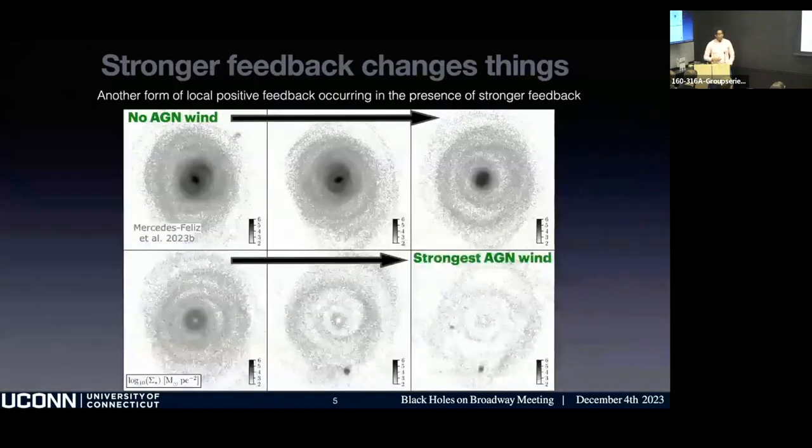Now we look further into another form of local positive feedback, but this is occurring in simulations with much stronger feedback winds. Here I'm looking at the stellar surface density maps of a whole suite of simulations. We go from no AGN wind on the top left, and as we go down, we're increasing the AGN winds. And we find these dense, ultra dense stellar clumps.